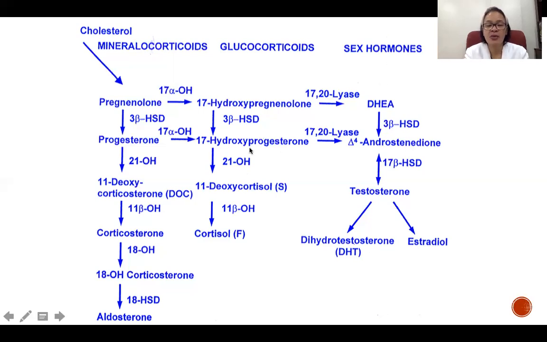Instead of going to the formation of your cortisol, it will be shifted towards this area, wherein instead of being acted upon by the 21 hydroxylase, it will now be catalyzed by the 17,20 lyase enzyme, converting your 17 hydroxyprogesterone to androstenedione. So this androstenedione is a major adrenal androgen. Because of the deficiency of cortisol and the excess formation of your sex hormones, patients would manifest those clinical features that I will be discussing later.